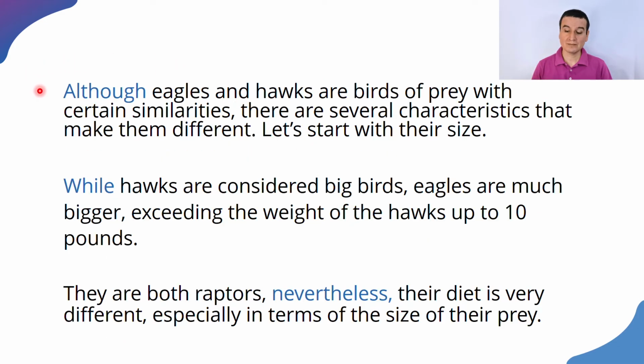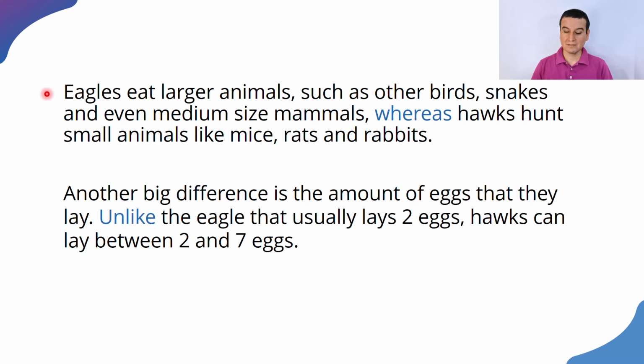Although eagles and hawks are birds of prey with certain similarities, there are several characteristics that make them different. Let's start with their size. While hawks are considered big birds, eagles are much bigger, exceeding the weight of the hawks up to 10 pounds. They are both raptors. Nevertheless, their diet is very different, especially in terms of the size of their prey. Eagles eat larger animals, such as other birds, snakes, and even medium-sized mammals, whereas hawks hunt small animals like mice, rats, and rabbits. Another big difference is the amount of eggs that they lay. Unlike the eagle that usually lays 2 eggs, hawks can lay between 2 and 7 eggs.